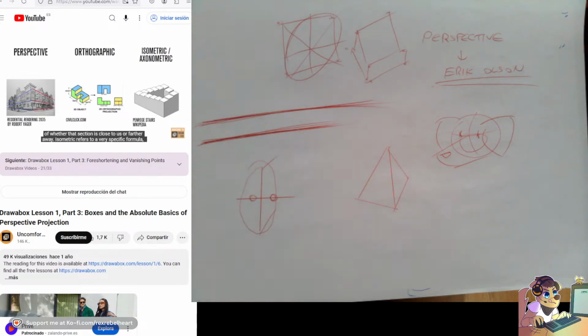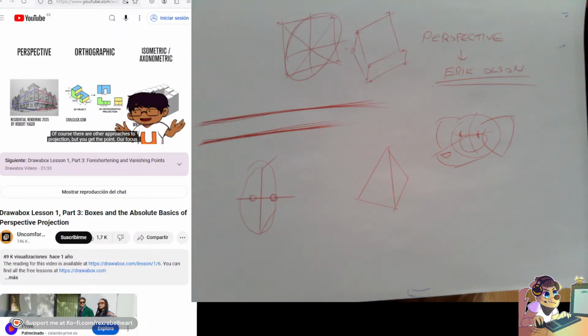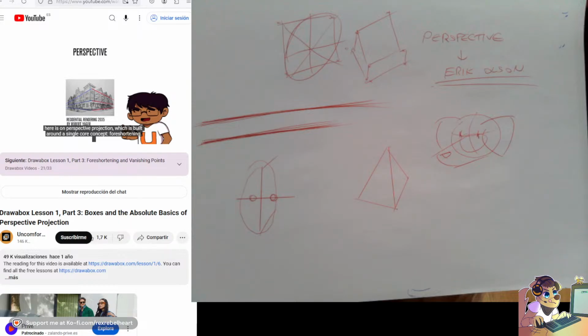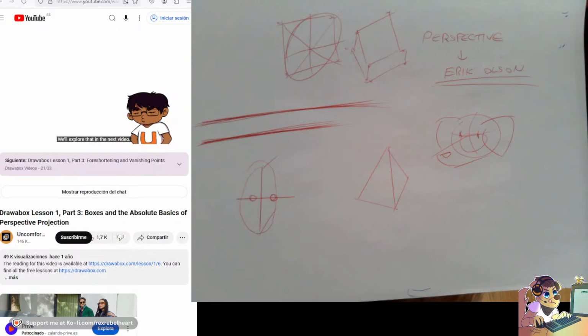Isometric refers to a very specific formula and uses very specific angular relationships between the x, y, and z dimensions of space, but it belongs to a more general category referred to as axonometric projection. Of course, there are other approaches to projection, but you get the point. Our focus here is on perspective projection, which is built around a single core concept: foreshortening. We'll explore that in the next video.